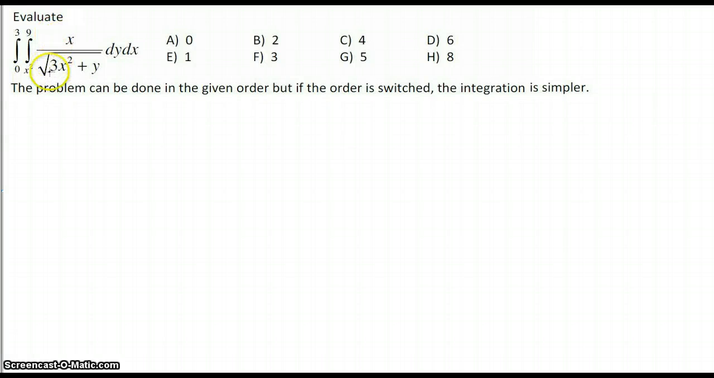So we have the double integral. This time it's over a general region with y's between x squared and 9. On the low end, y equals x squared. On the high end, y equals 9. And then we have x's between 0 and 3.